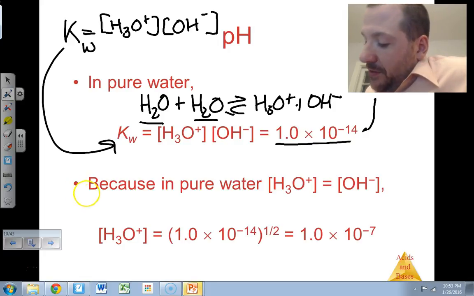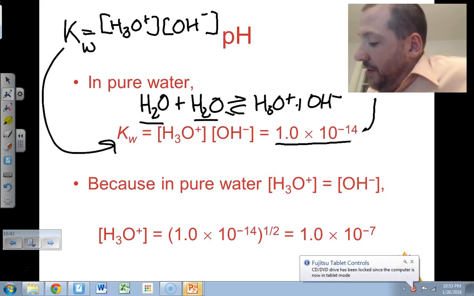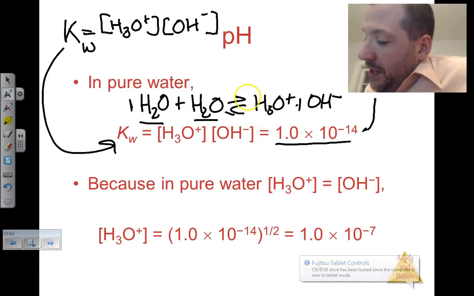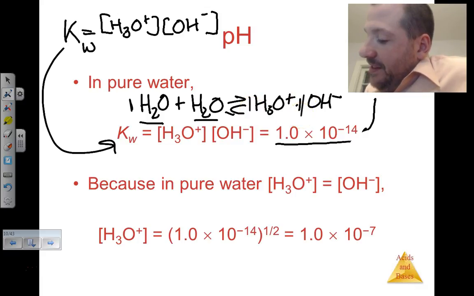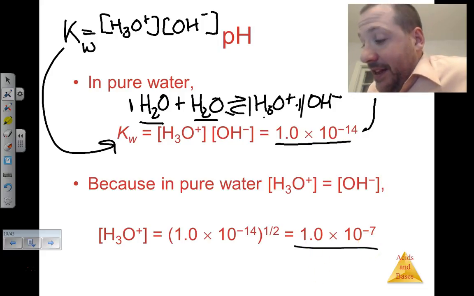Now, let's evaluate this statement. Why is it that the concentration of hydronium ion equals the concentration of hydroxide ion? Well, this is an equilibrium. For every one of these, we get one of those and one of those. So the concentration of this and this are equal at the end. And so if we know that the Kw of water is 10 to the minus 14, we know that the concentration of H3O+ is half of that in the exponent, which is 10 to the minus 7.